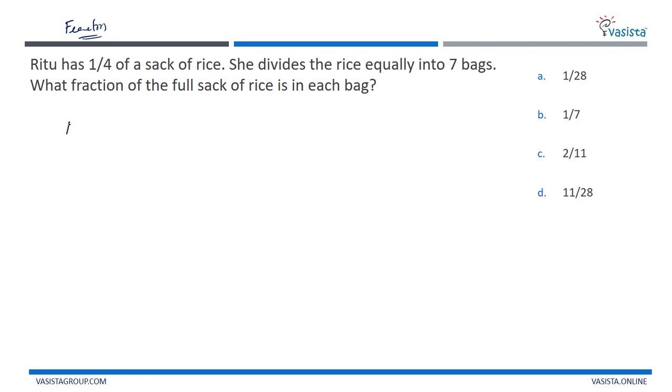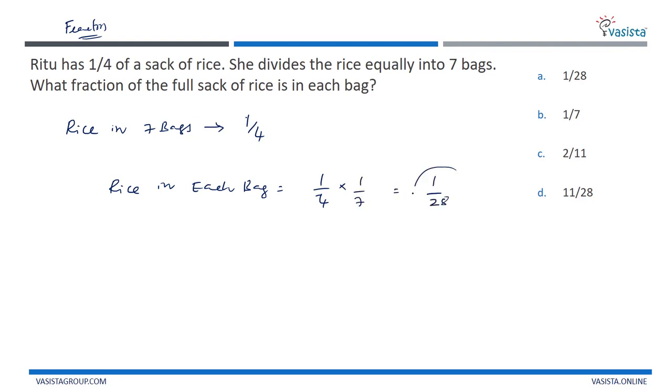Rice in 7 bags is going to be 1/4. Now, the rice in each bag is what we need to find. Rice in each bag is equal to 1/4 into 1/7, which is going to be 1/28. So this is the answer A.